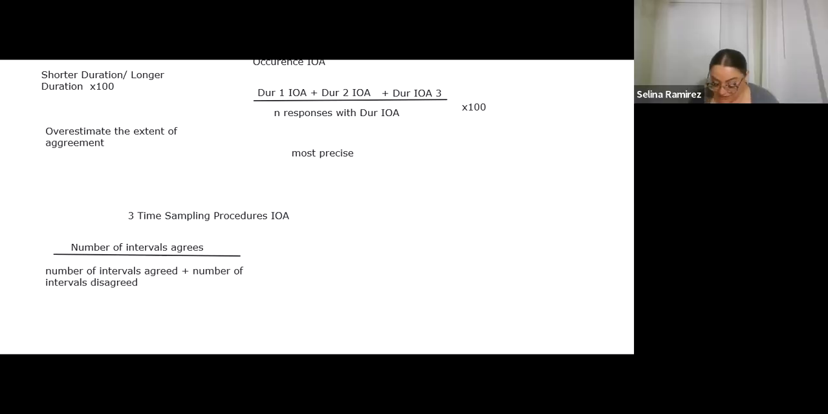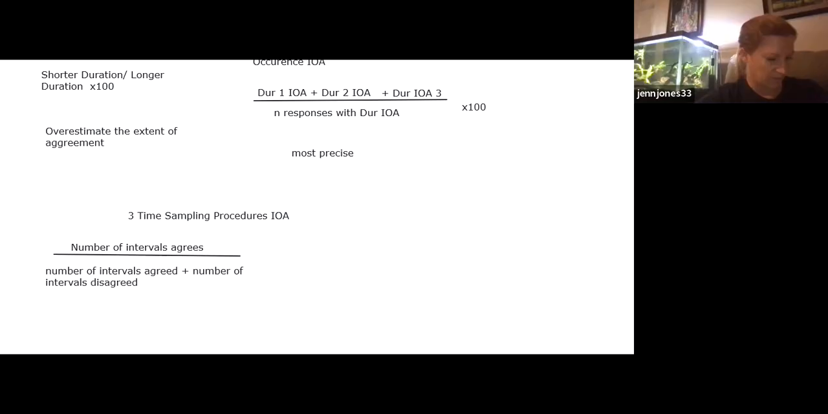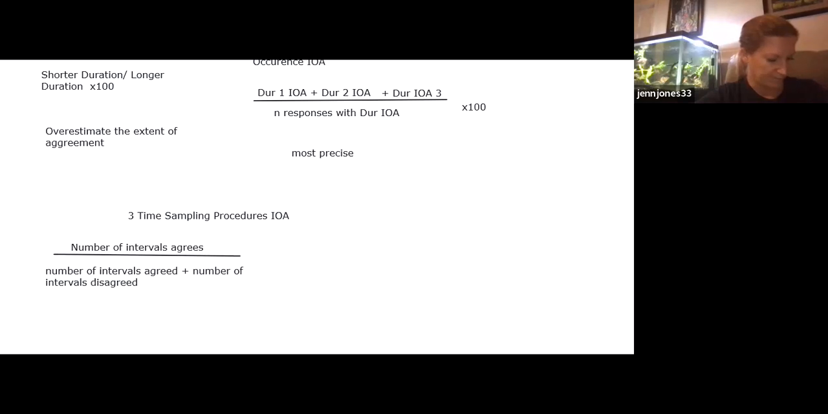Yes, they both observed it, so that was an agreement. Interval 6, they didn't. No agreement, because one person said, yes, I saw it, and one person said, no, I did not see it. Interval 7, they both agreed. Yeah, they both agree that they did not witness the behavior.